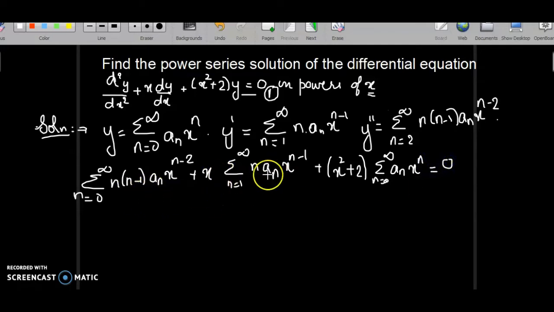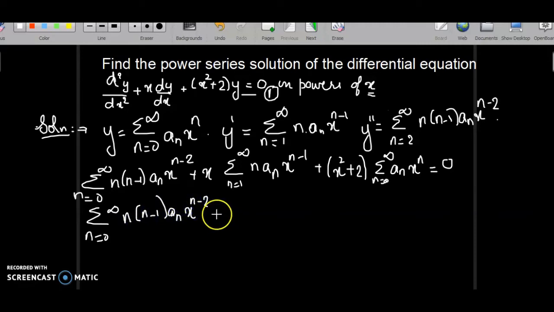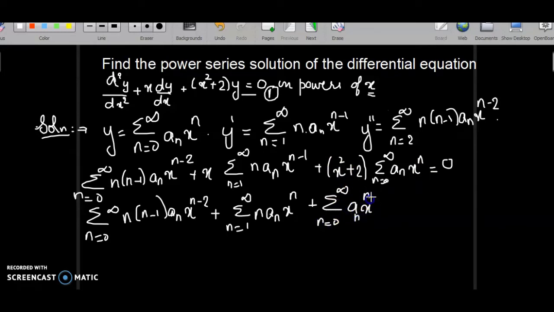Now let's multiply these terms. We have Σ n(n − 1) aₙ xⁿ⁻² plus, taking the x inside, Σ (n = 1 to ∞) n aₙ xⁿ, plus, expanding these terms and taking this x² inside, Σ (n = 0 to ∞) aₙ xⁿ⁺², plus 2 Σ (n = 0 to ∞) aₙ xⁿ, equal to 0.